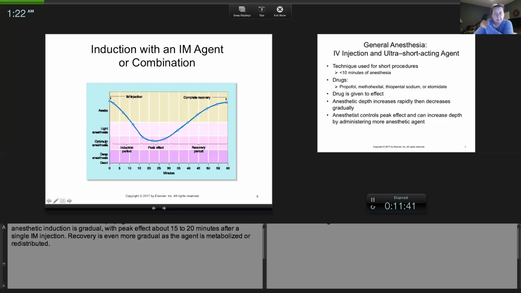This pink is optimum, which is stage 3, plane 2. And then we've got this darker purple, stage 3, plane 3, which, remember I said, is too deep. If you get way down here, you don't want to be there. Remember the first day of anesthesia, I said light, dead, and I said where you want to live. Okay? Somewhere in the middle. I don't want them waking up and feeling anything, and I don't want them dead. So my job as an anesthetist is to keep them in this range. But like I said, when you give an IM shot, it's going to take a while to kick in.